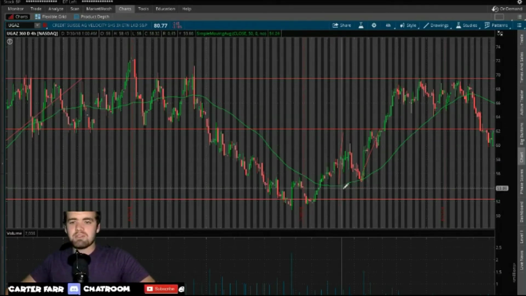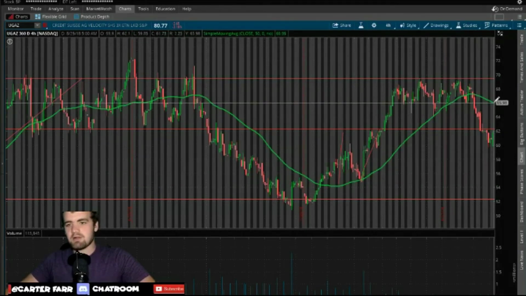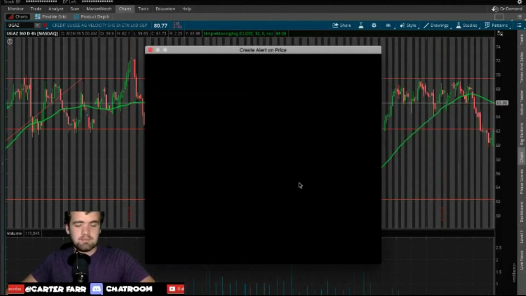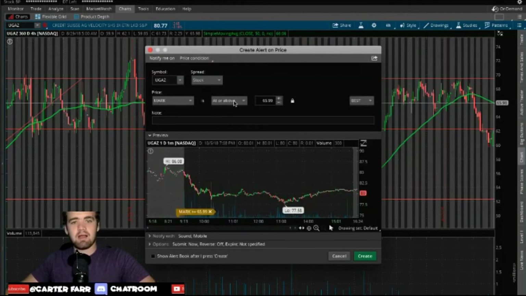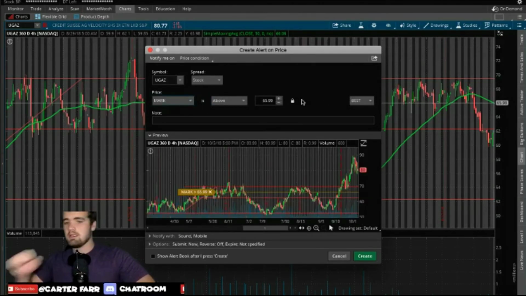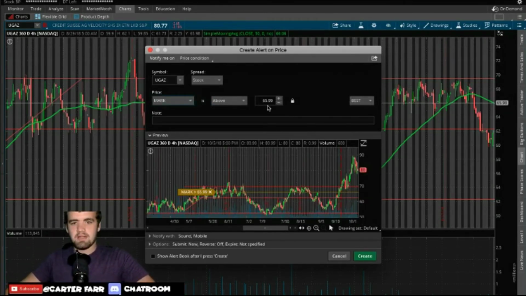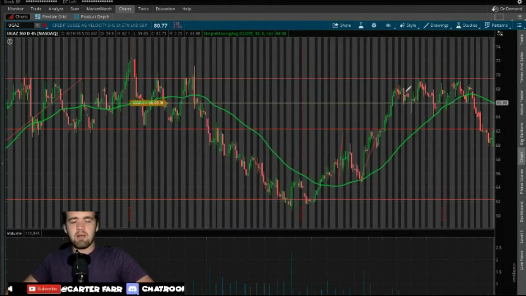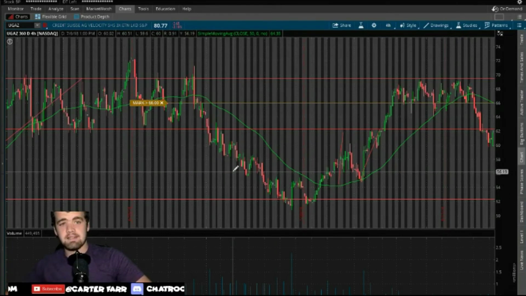So what I would do is I would wait for a bounce. I would set some alerts here at around $66, and I would wait for this stock to come back up to see if we can get a little breakout from this. Let's just go to 66 flat here. So that's how I would use the SMA line as my indicator.